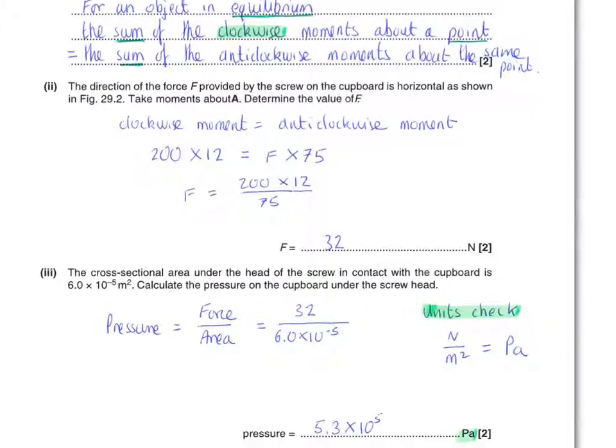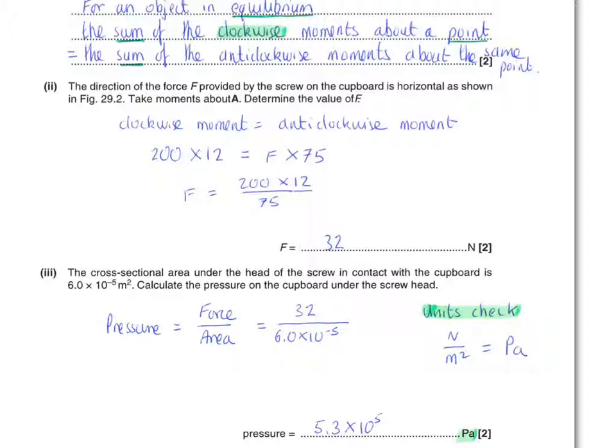So fairly straightforward substitution into the moments equation. The clockwise moment equals the anti-clockwise moment. Only one moment in each direction in this particular example. Rearranging the equation then allows us to give an answer of 32 newtons.